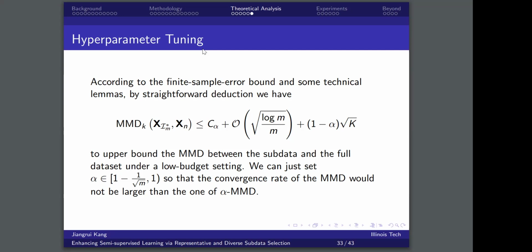So we can just set alpha to lie in this interval, so that the convergence rate of MMD would not be larger than that of alpha MMD. This is because this factor is m over log m squared, and if we set alpha to be like 1 minus 1 over square root of m, then it's at most O of square root 1 over m. So that's the reason why we are doing this. We all know that it's not so good, but in the future, we will figure out how to choose alpha so that it depends on the structure of the model and the structure of the data distribution.